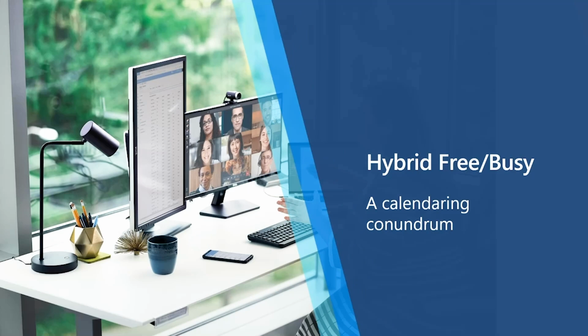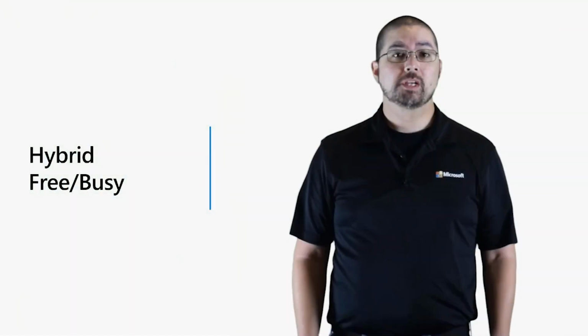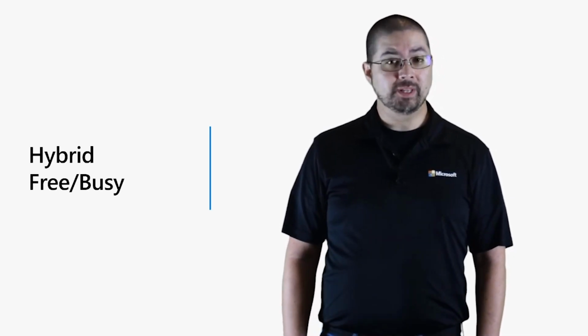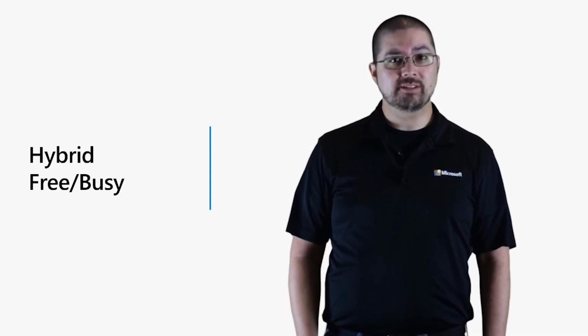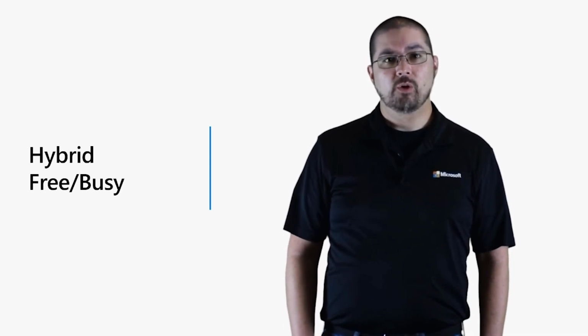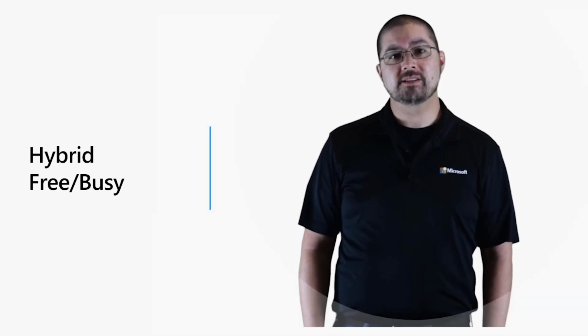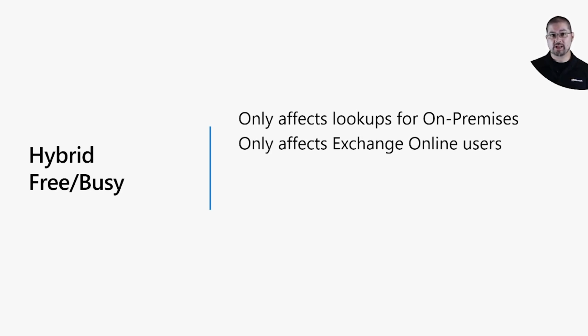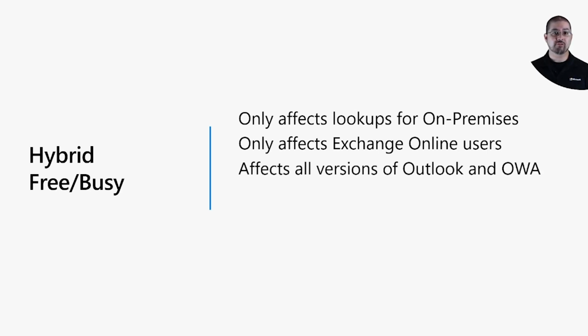Okay, let's move on to a slightly more complex issue, hybrid FreeBusy lookup. So in this scenario, we've got end users trying to create meetings that include on-premises mailboxes. When they check availability for those users, they get hash marks instead of FreeBusy information. We've gone through our scoping and determined that this does indeed only affect lookups for on-premises mailboxes. Only our Exchange Online users are affected, and the issue seems to affect all versions of Outlook and OWA.